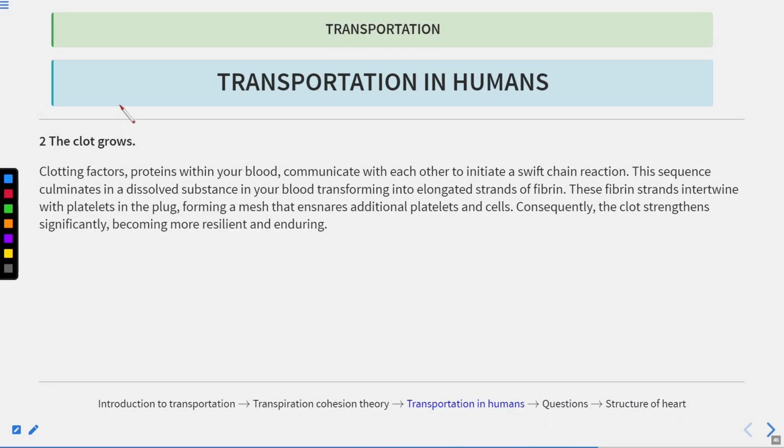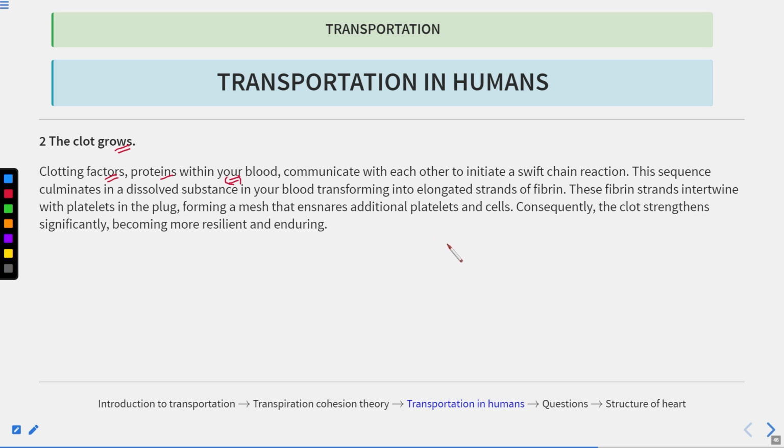Next the clot grows. This is the second step, growth of the clot. Now the clotting factors, we'll talk about these in the upcoming slide. These clotting factors are proteins within the blood. Blood we have already discussed. It consists of a cellular component and an acellular component.